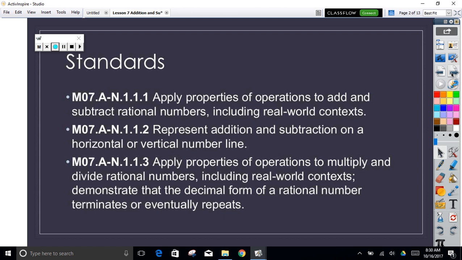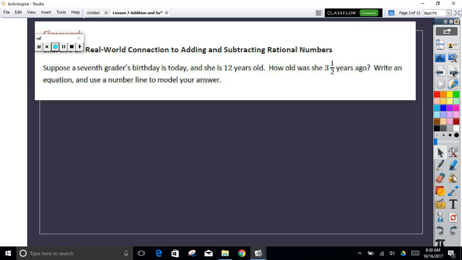This third standard deals with multiplication and division. That's going to be our next unit, or next part of this unit.